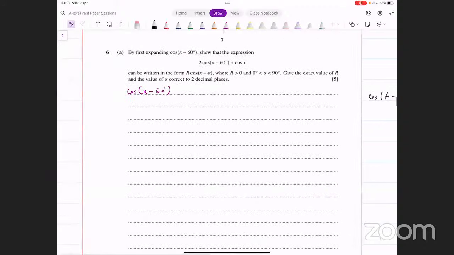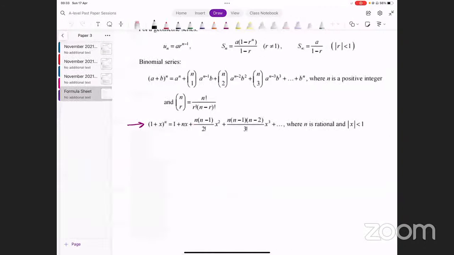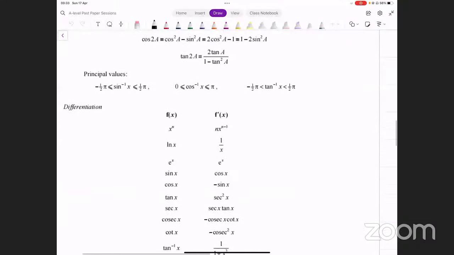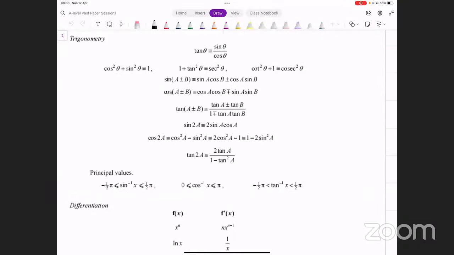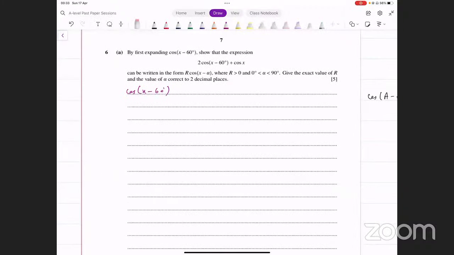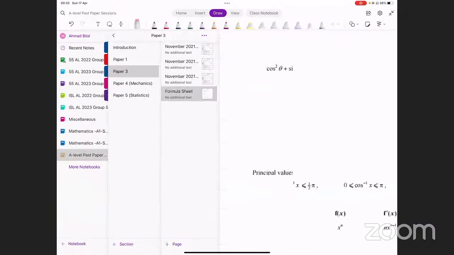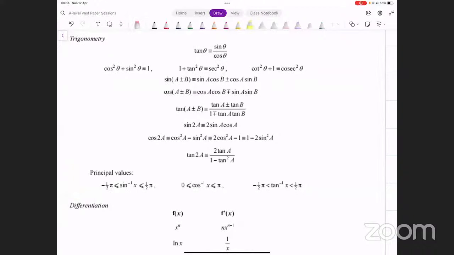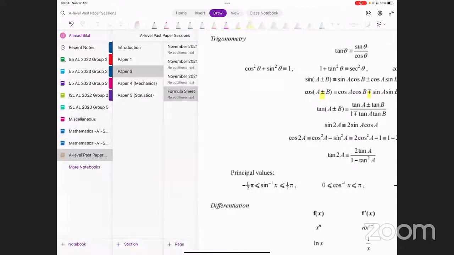Let me just show that to you very quickly as well. This is your formula sheet. This is where you're given these compound angle identities. We have to use this form. Cos of x minus 60, so we want the minus form, this one. When there is a minus on the left, what will be on the right? There will be a plus on the right. Okay? So that's what we're using here.